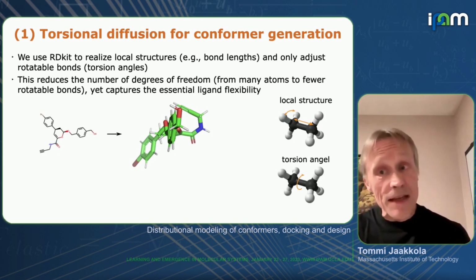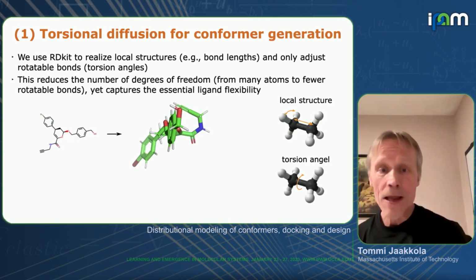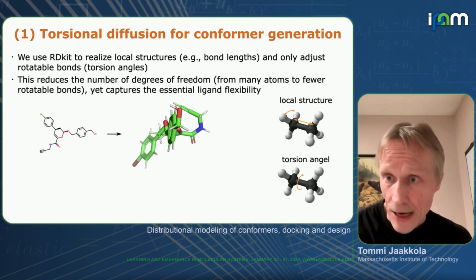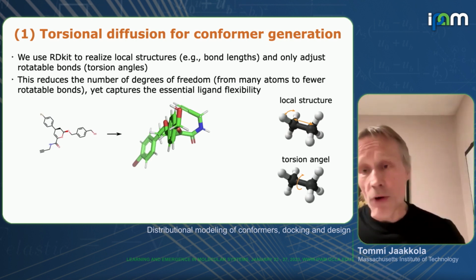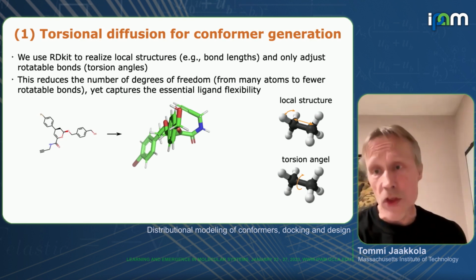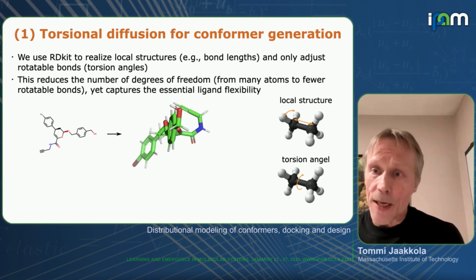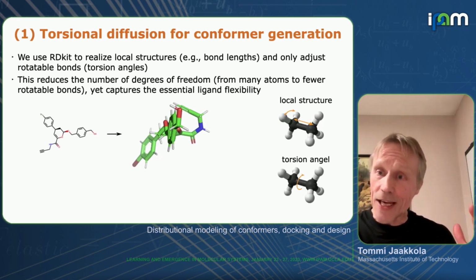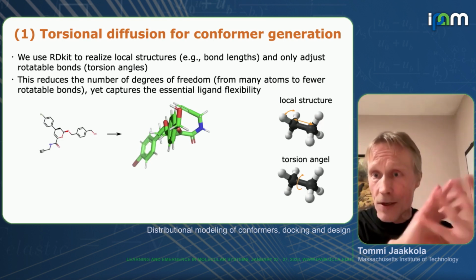And those tend to change much less than the torsion angles, the rotations along the rotatable bonds. So I'm going to only modify the torsion angles. So we're going to reduce from a large number of degrees of freedom to only degrees of freedom in terms of these torsion angles. And that gets us most of the way there in terms of realizing these conformers. But there is a subtlety now, because we take these local structures as fixed, we cannot actually necessarily reconstitute all the examples that we see in the training set. So there's a little bit of a discrepancy.